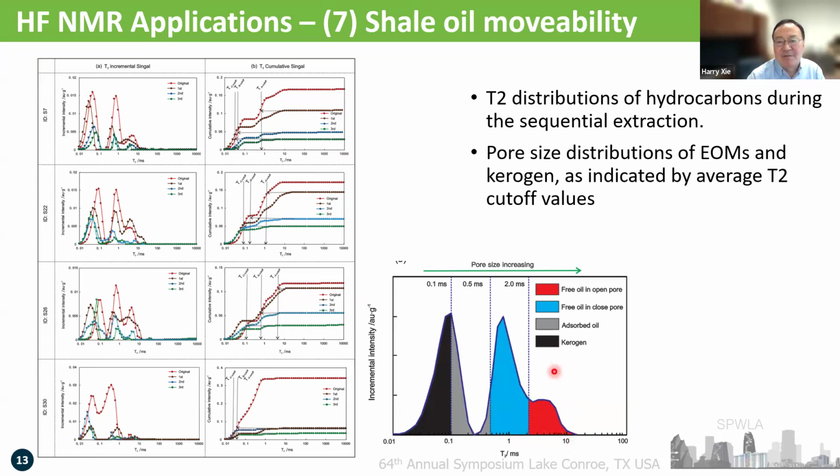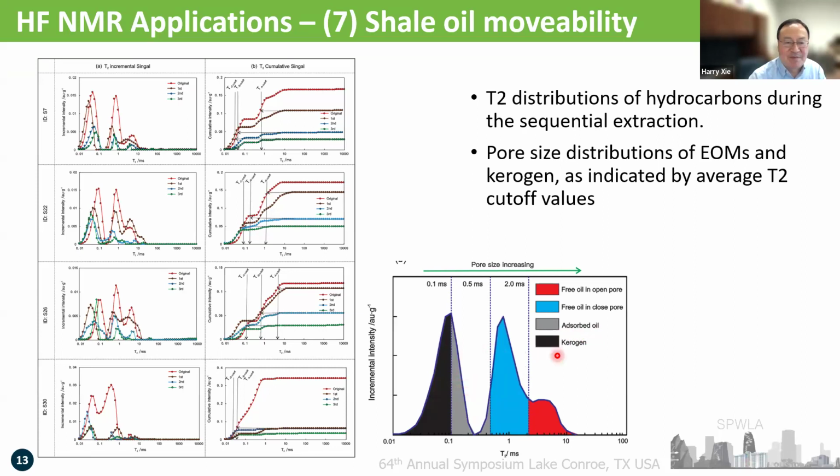The red one, we call it the free oil in the open pores, easy to be removed. And the blue one is called free oil in the closed pores. So it's a pore oil. If you crush to smaller particle sizes, you can produce this oil. And these dark ones can be called adsorbed oil, so it's been adsorbed on the surface of the pores.